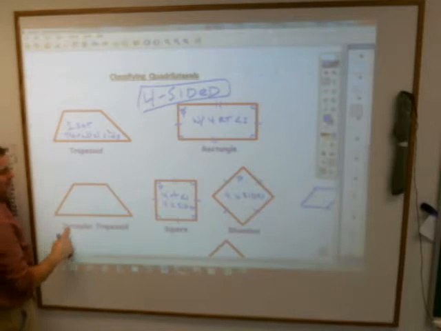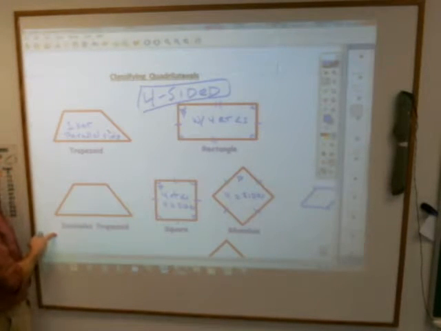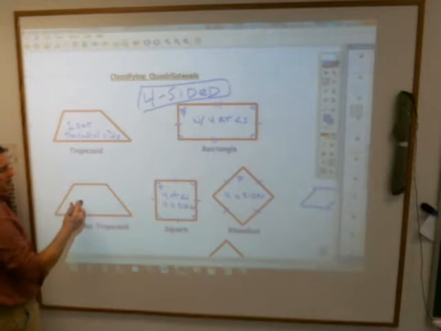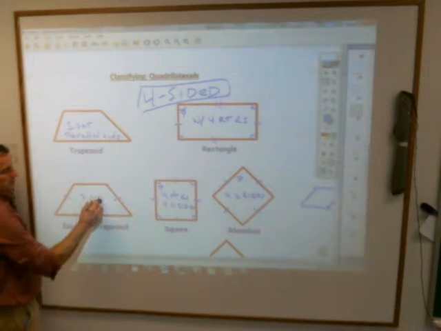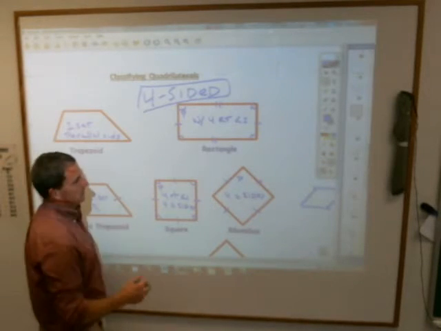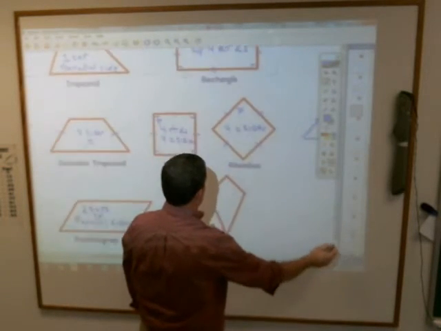And what makes something an isosceles trapezoid? Just like with the isosceles triangle, an isosceles trapezoid is a trapezoid that has the two slanted sides equal. And I think we're left with just this.